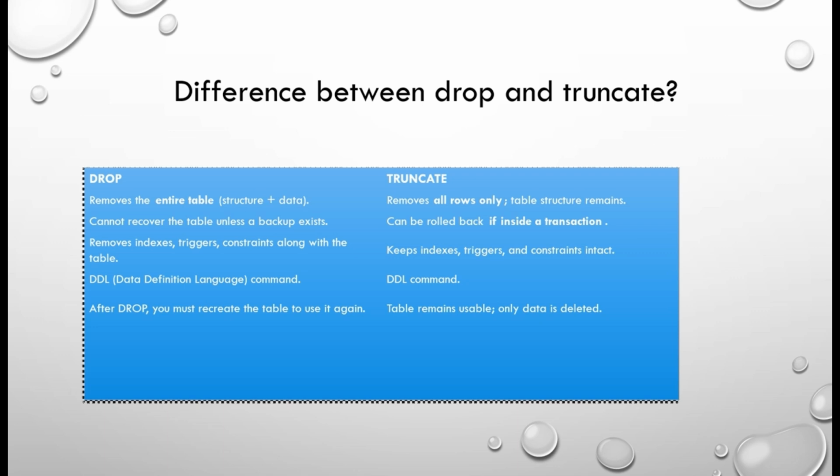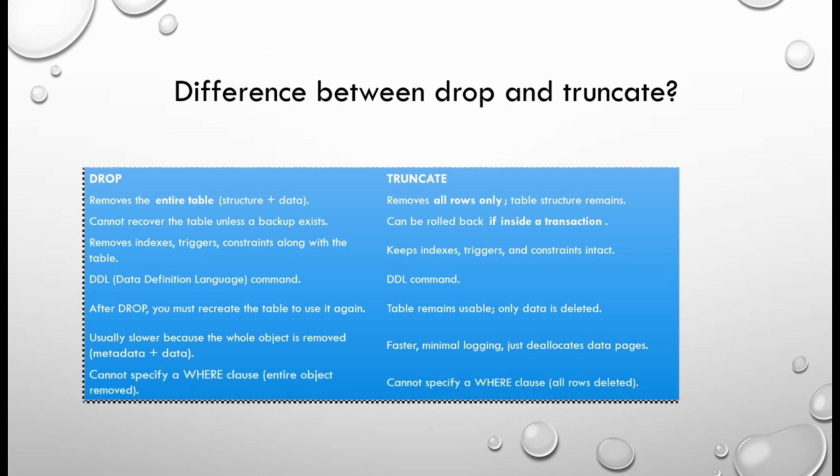After drop, you must create the table to use it again. In truncate, the table remains usable, only the data is deleted. Drop is usually slower because the whole object is removed. But truncate is faster. It uses minimal logging, just to deallocate data pages. Drop cannot specify a where clause. Truncate also cannot specify a where clause.